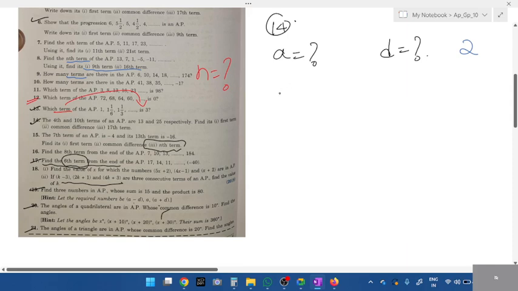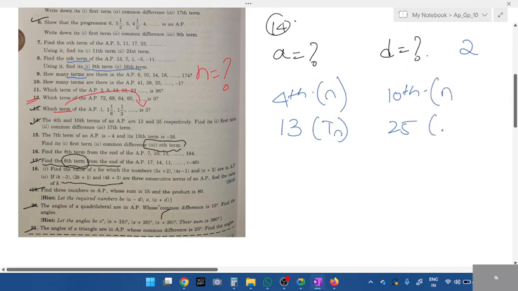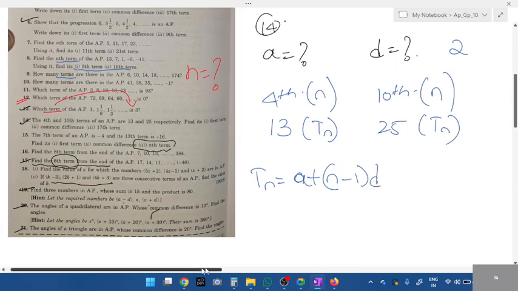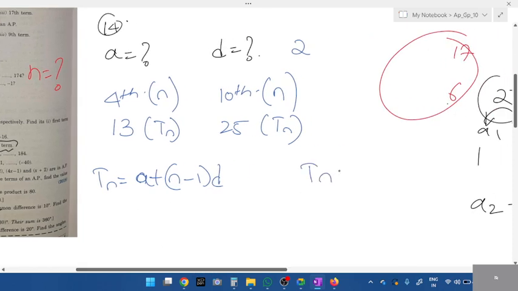Look at the 14th one. The fourth term. What's the value of the fourth term? Fourth term is 13. And the 10th term is 25. Take this as n and this one as T of n. Tell me the next equation. n and T of n. Now first equation. T of n is equal to a plus n minus 1 into d. Next, for the second one, T of n is equal to a plus n minus 1 into d.